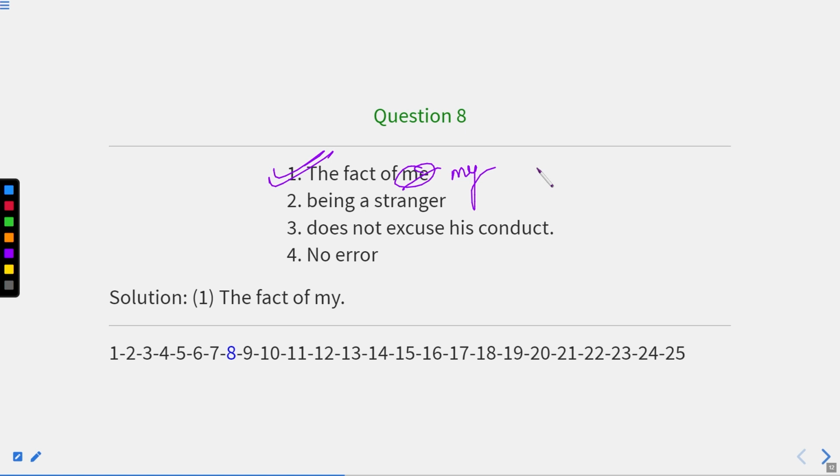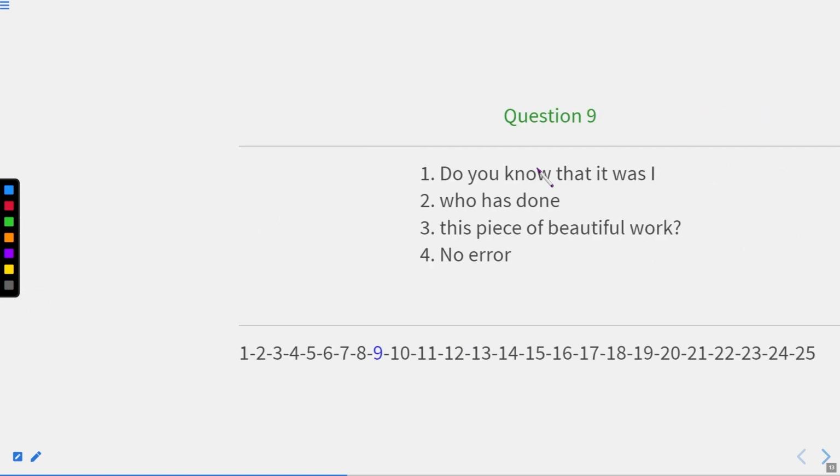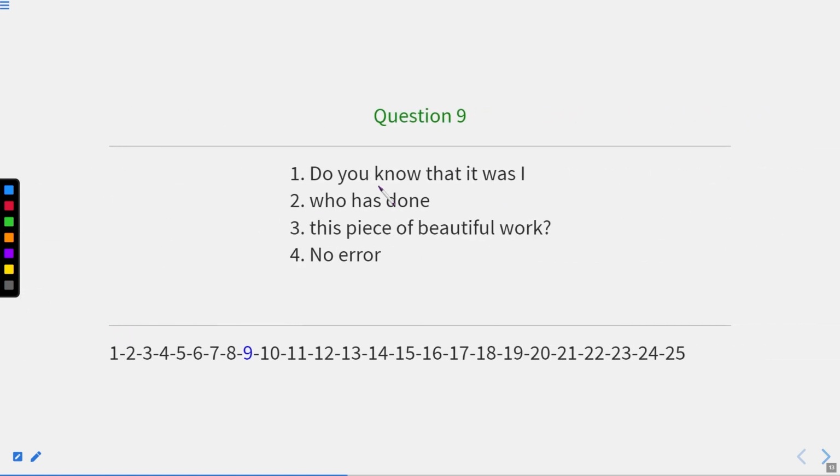Okay, I hope this much is clear to you all. Now always remember one thing, that whenever we have any gerund in a sentence, and if we have any noun or pronoun just before it, we should write it in the possessive case only. Okay, now let us move to the next question. Now this is question number 9 that we have to discuss now.